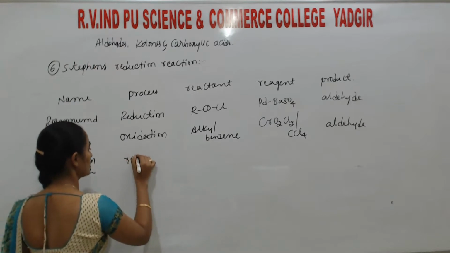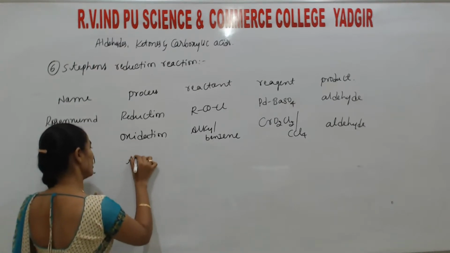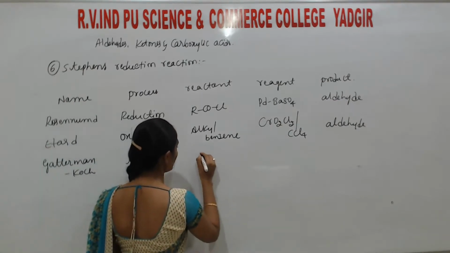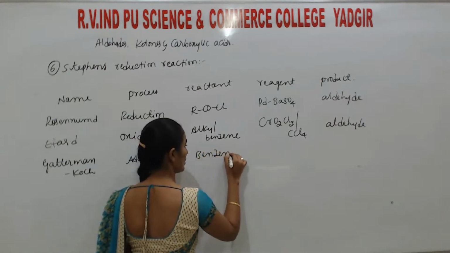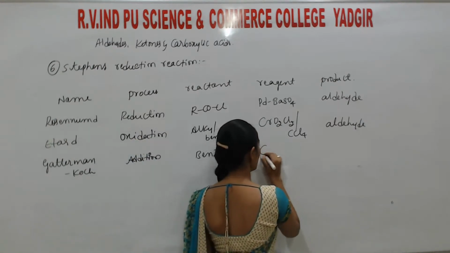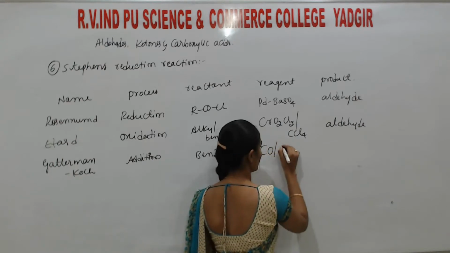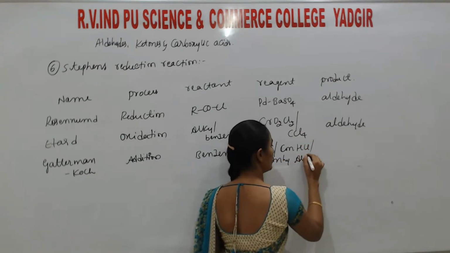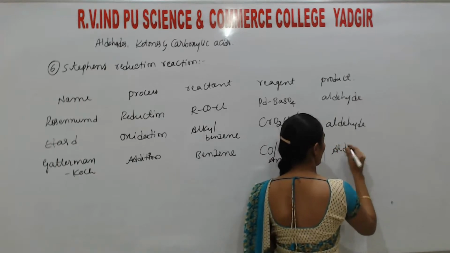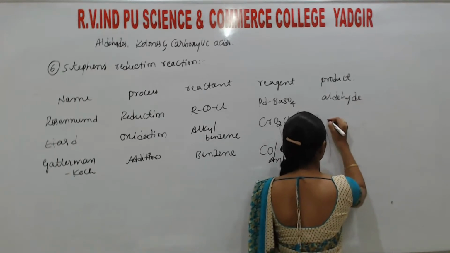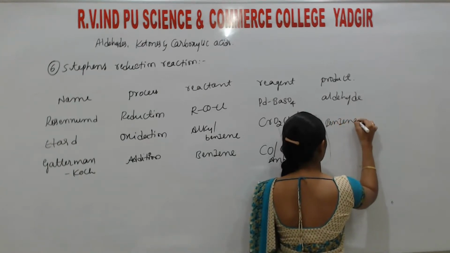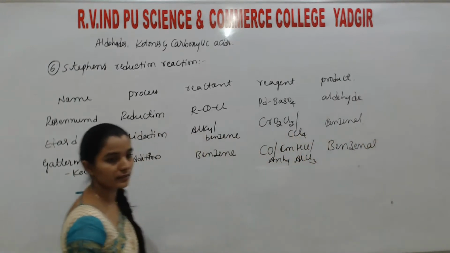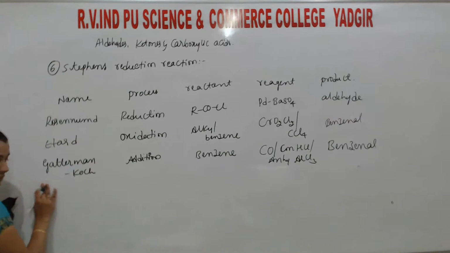Here, it is addition. So here, the reactant is what? Benzene. Reagents are carbon monoxide, concentrated HCl, and anhydrous aluminium chloride. Here the reactant is benzene, and the product is also benzaldehyde.